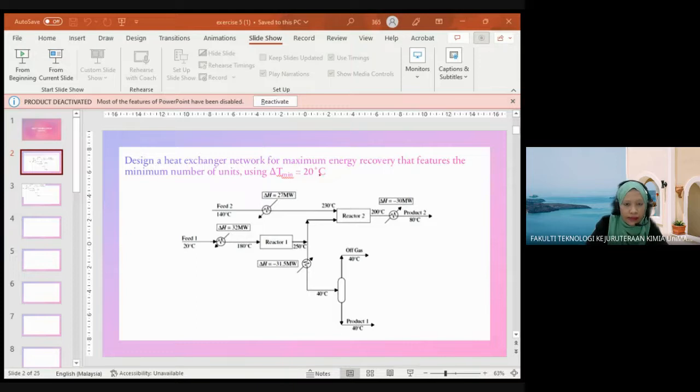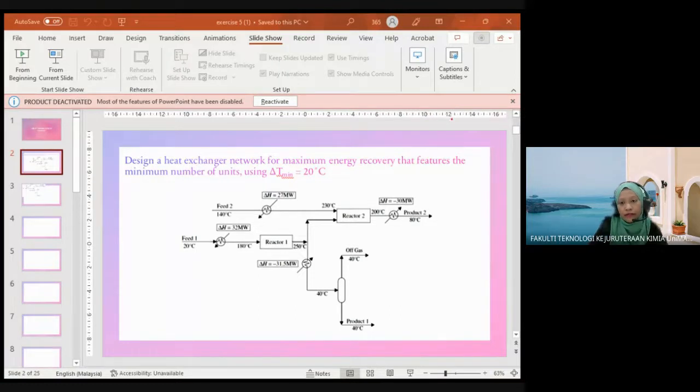The supply temperature is 20. Now the target temperature is 180. So is this a hot or cold stream? This is a cold stream that requires heating. This is your heater, right? So this is a cold stream that requires heating, and the delta H value is 32. This is in megawatts.